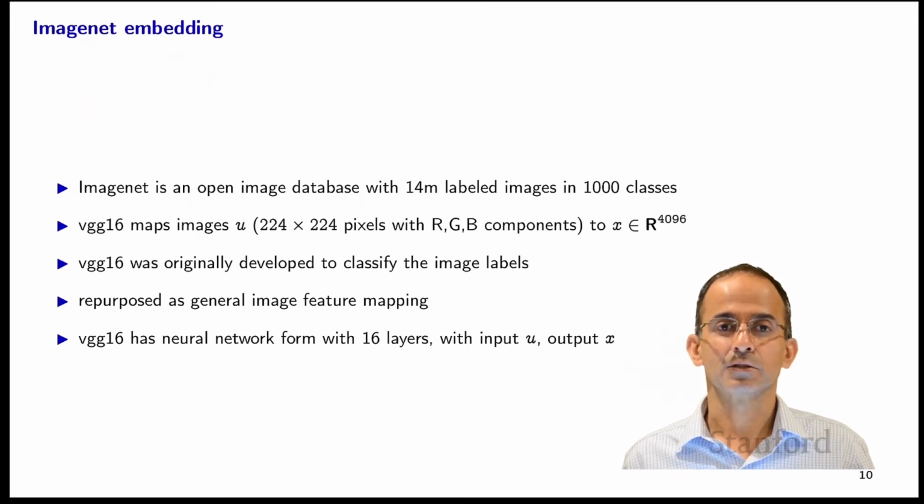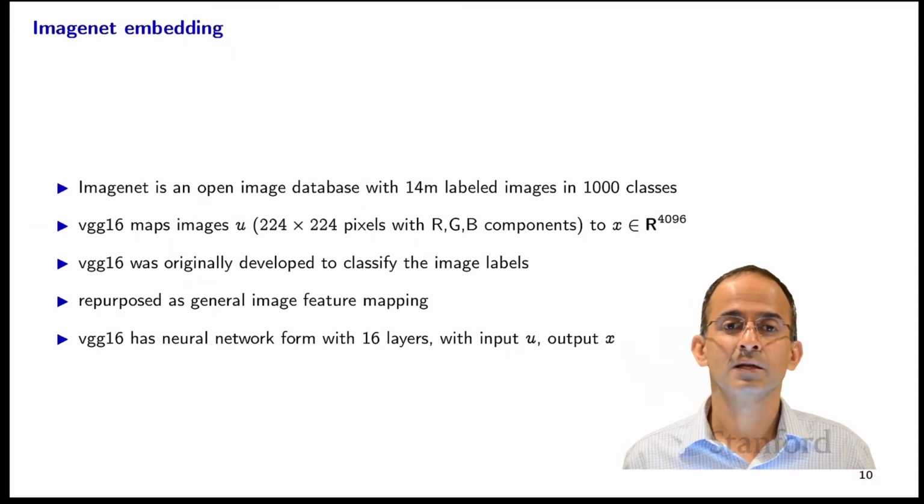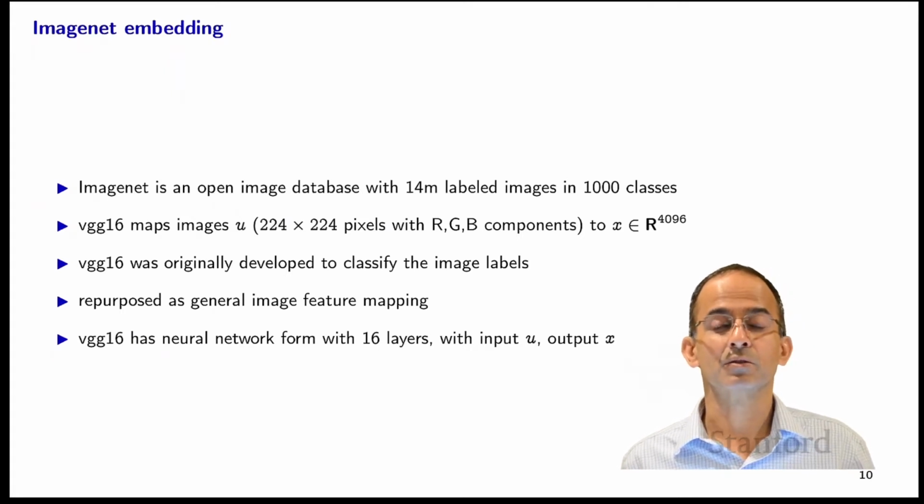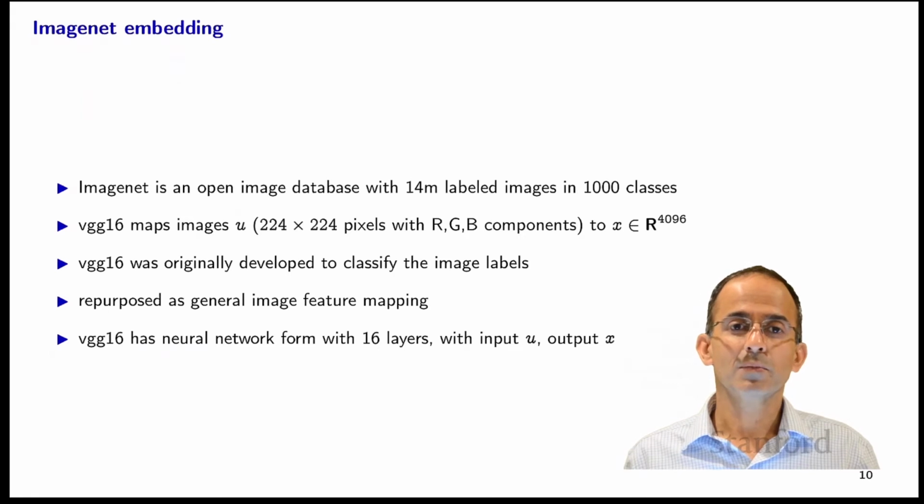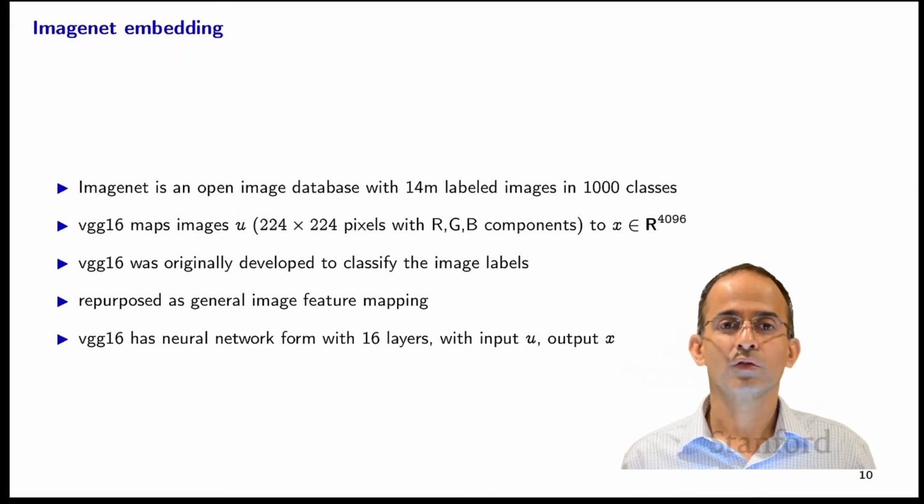4096 dimensions. VGG16 is a neural network, and it was originally developed to classify the images, and so it learned from the ImageNet database a way of mapping images to labels. But it's also been repurposed as a general method of constructing a feature map. It's a general method of embedding images in vector space. This particular neural network has 16 layers, and its input is an image, and its output is the vector in R^4096.